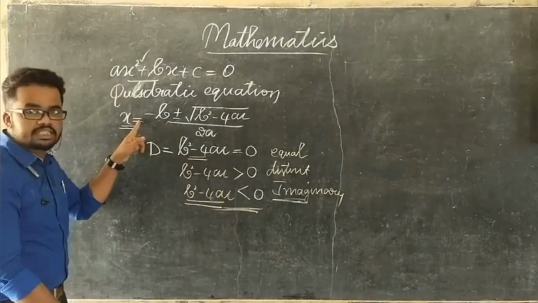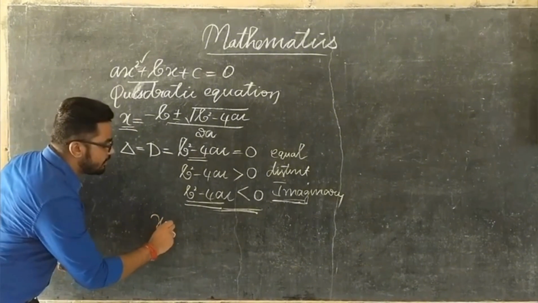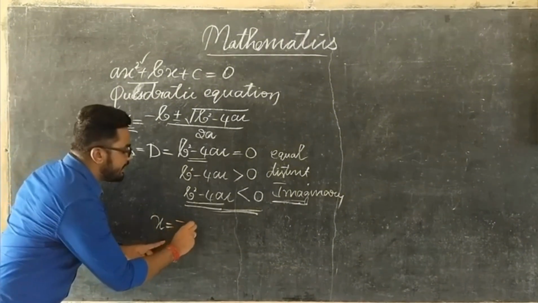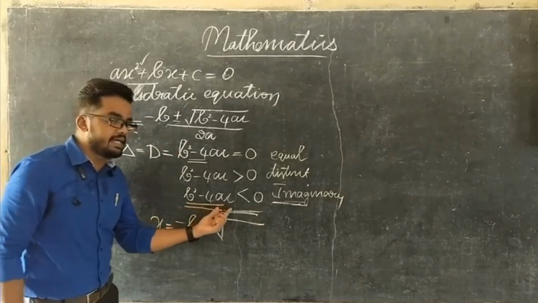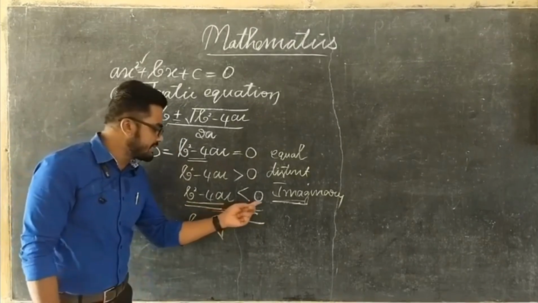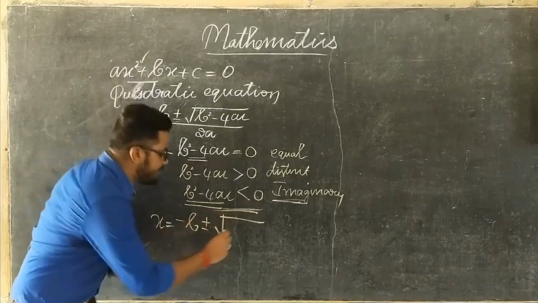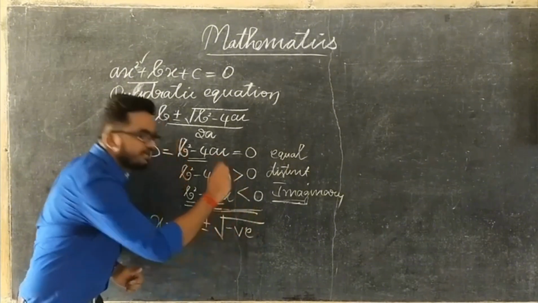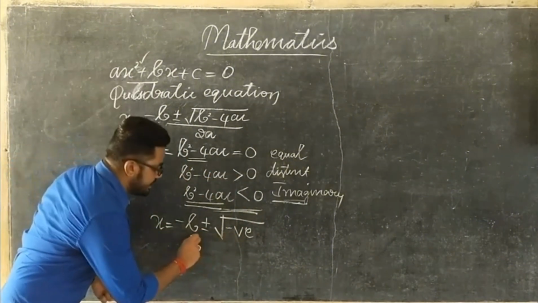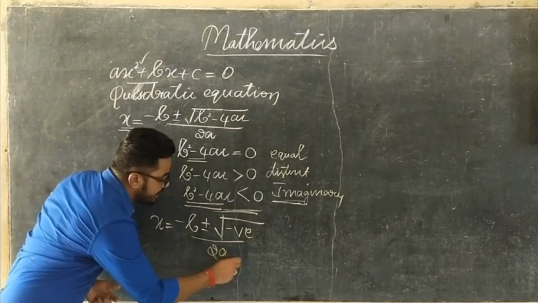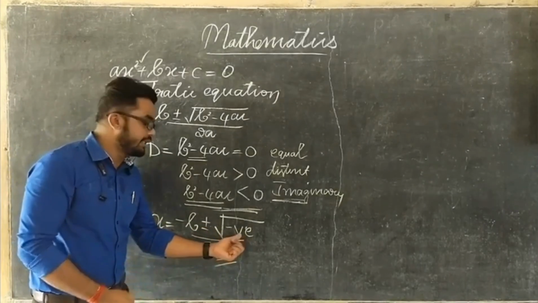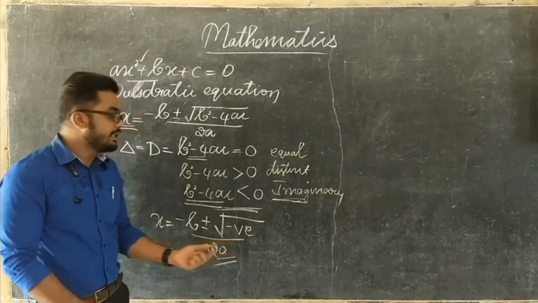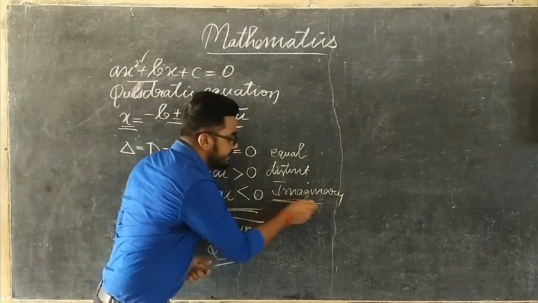Let us put this in the formula: x is equal to minus b plus or minus root of b square minus 4ac, which is less than 0, so this should be a negative number, divided by 2a. Will you agree with this? That means inside the square root I got a negative number, which until now we studied as an imaginary number.